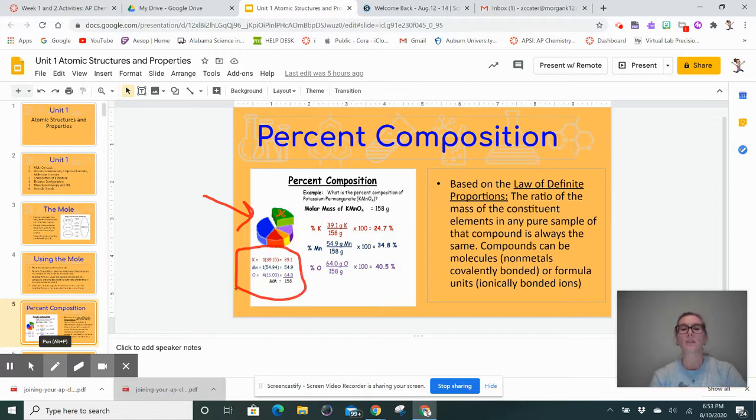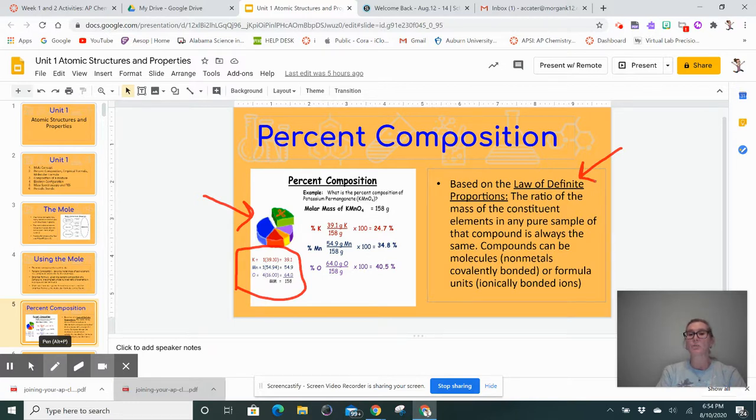To find the percent composition, we're going to take the mass of the potassium and divide it by 158, and that gives us a percent, 24.7%. Remember, this is based on the law of definite proportions, which says that the ratio of the mass of constituent elements in any pure sample is always going to be the same. So potassium permanganate, KMnO4, is always 24.7% potassium, 34.8% manganese, and 40.5% oxygen.